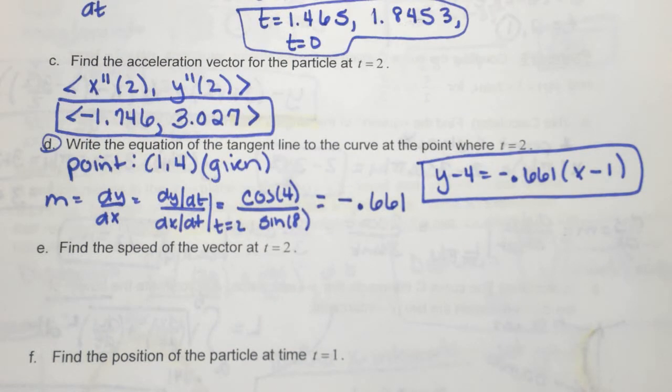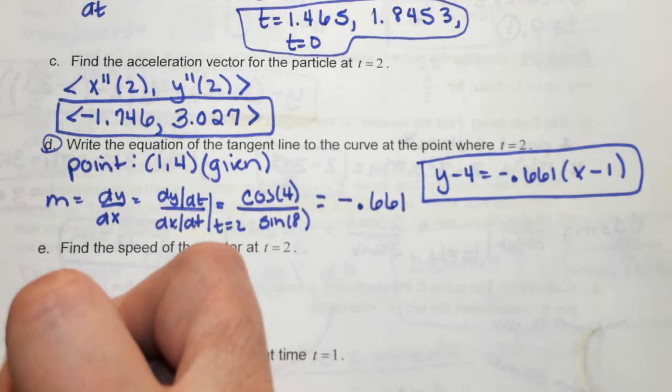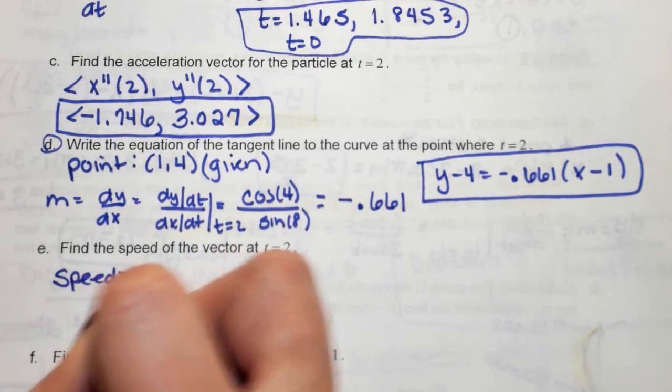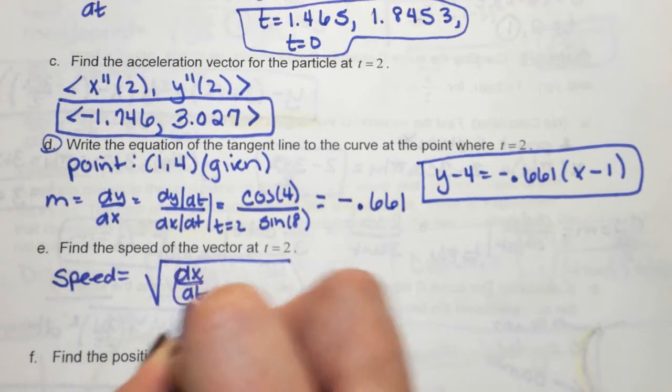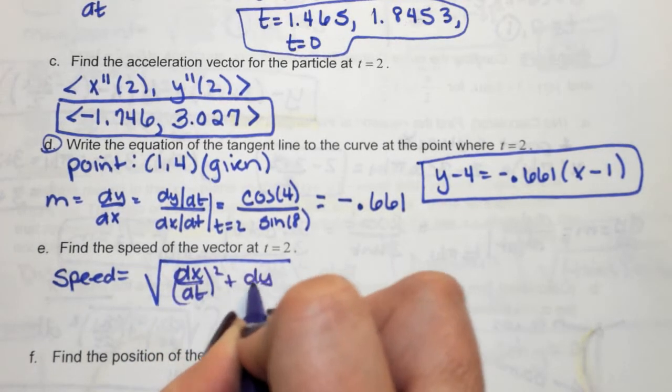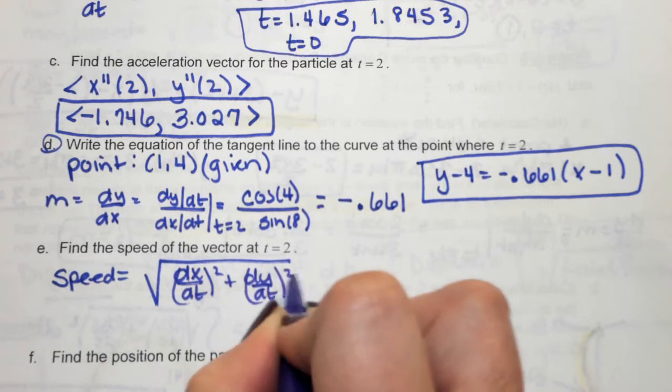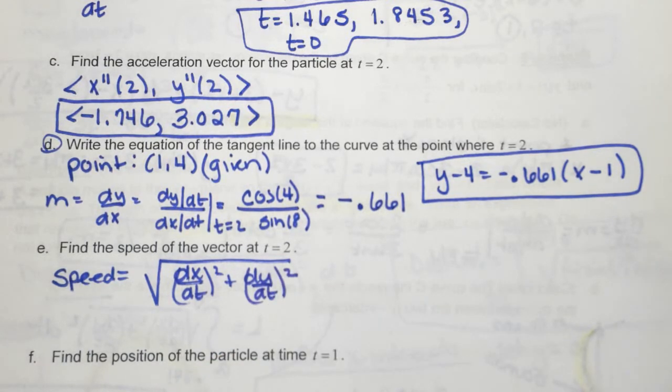So next is speed. To find the speed, remember speed is equal to the square root of your dx/dt squared plus your dy/dt squared. Again, remember, they're giving you dx/dt and they're giving you dy/dt. So go ahead and calculate what the speed of this vector is going to be at t equal to 2.